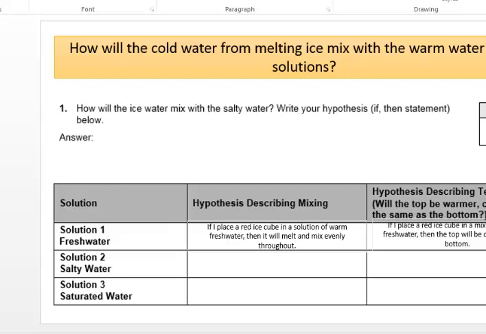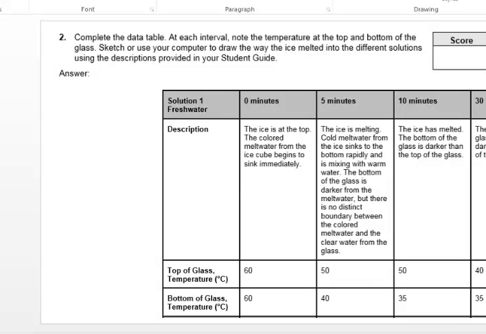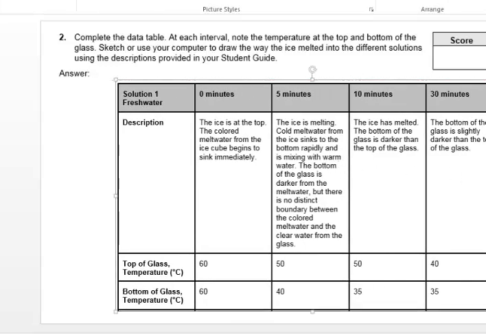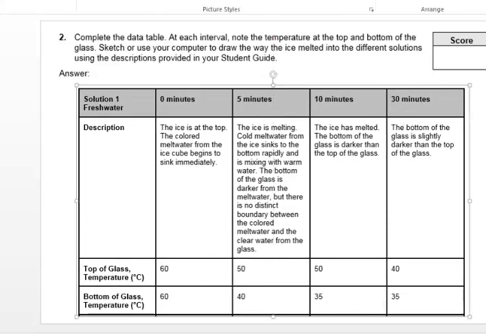Now, looking at number two on your lab, it is blank, right? But they have provided the data for us, and I'm giving it to you. So all that you have to do is transfer the data onto your lab and add any additional observations you may have noticed while viewing the lab or the lab video.